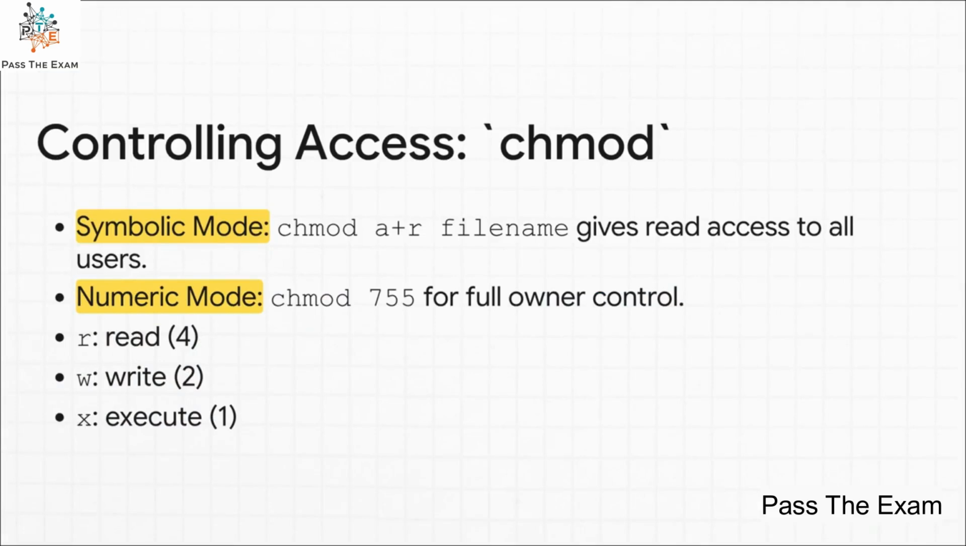A huge part of building that fortress is controlling who can touch what. And for that, you have the chmod command. This little tool lets you decide exactly who can read, write, or execute any given file. You can use simple letter-based modes, or for really precise control, you can use numbers. Each number is a code for a specific set of permissions, giving you total control over your file system.